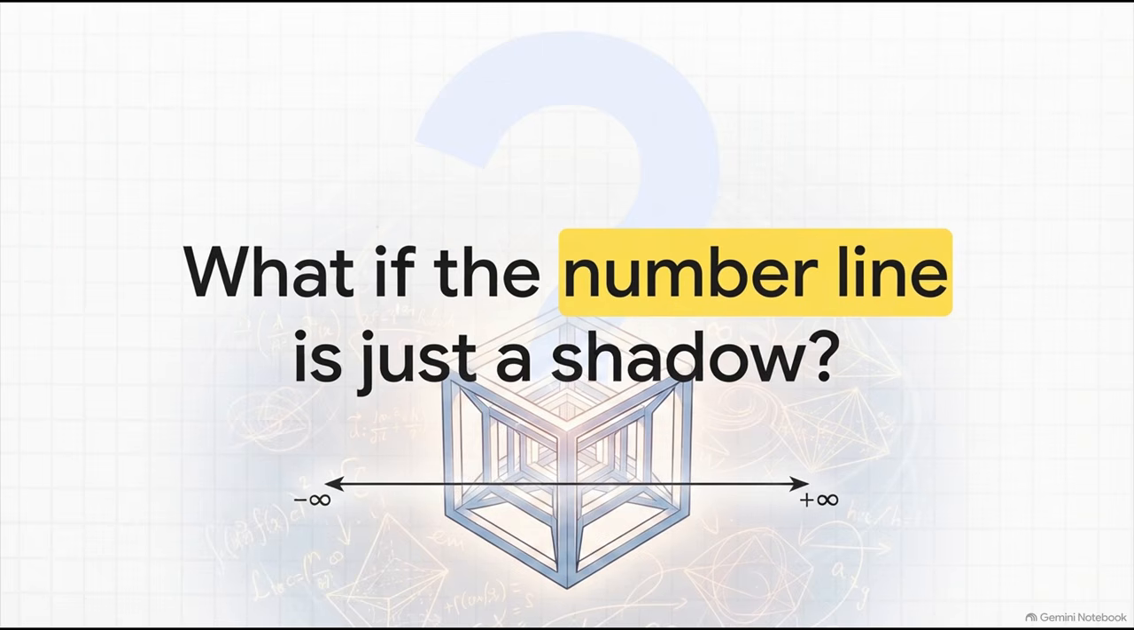Well, Mohammed's manuscript asks a really profound question. What if that familiar line isn't the absolute truth of our numerical universe, but kind of just a shadow? What if it's really just a low-resolution, one-dimensional projection of a much larger, infinitely more complex reality?